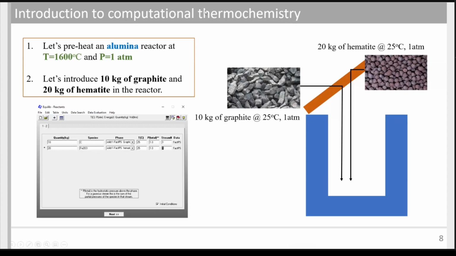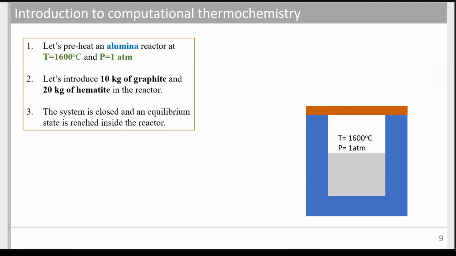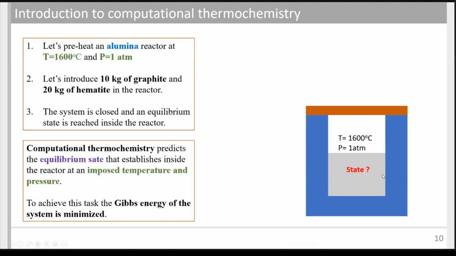So in this example, there will be 10 kg of graphite and 20 kg of hematite. Now, the system will be closed, and this is important because there is an option in FactSage to work under open or closed conditions, and we're going to assume that the equilibrium will be reached inside this system. So computational thermochemistry, as I just mentioned, will predict or evaluate the equilibrium state that will be established in this reactor for some imposed temperature and pressure. And to achieve this task, we'll talk briefly about the Gibbs energy minimization of the system.